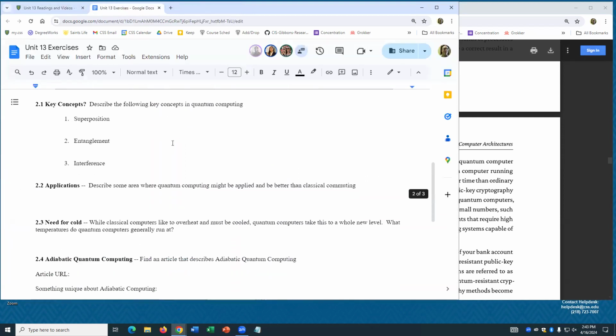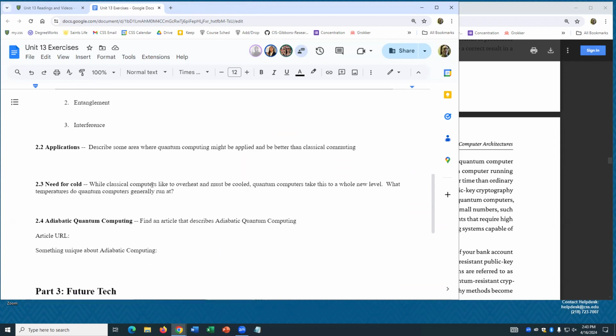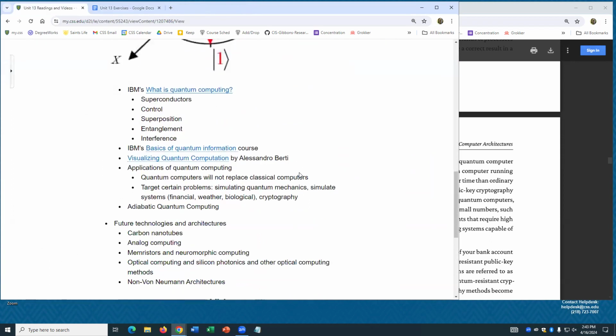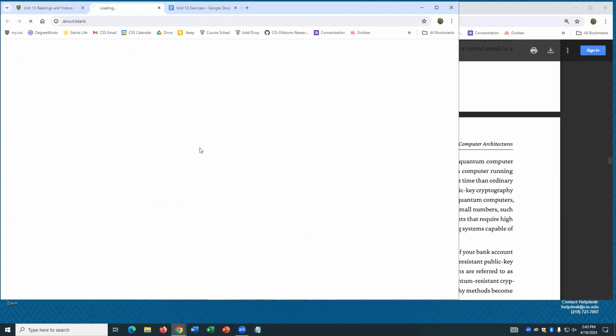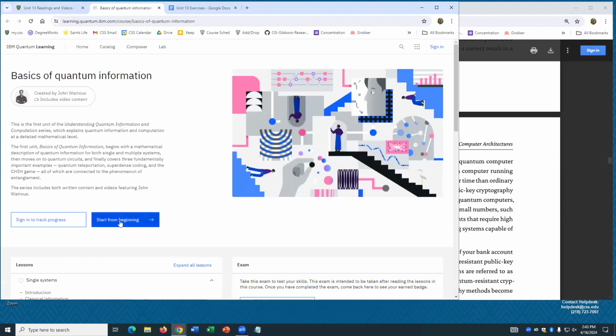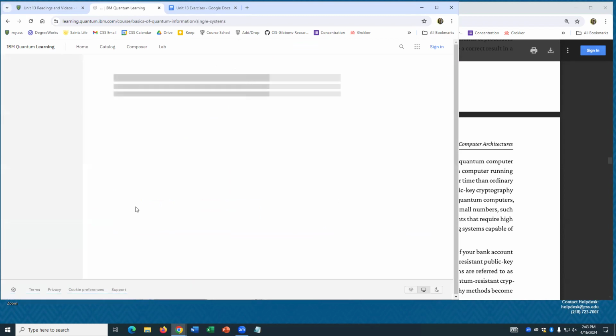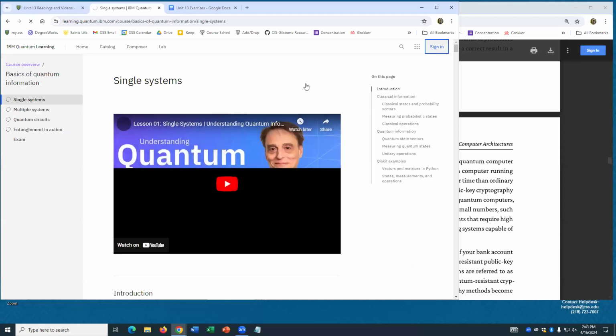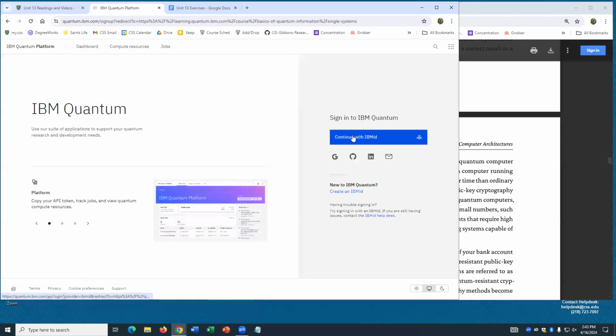Okay, how do we do simpler applications, the need for code. And let's talk a little bit. I'm going to dive a little bit more into quantum computing. Originally, I was going to have you do the start of this course from IBM on quantum computing.